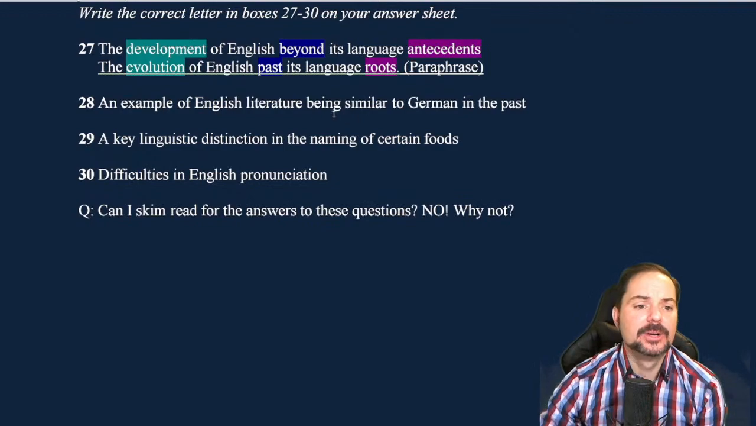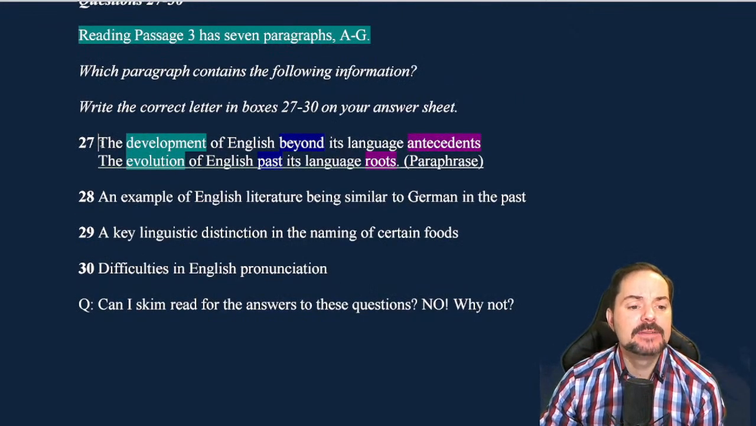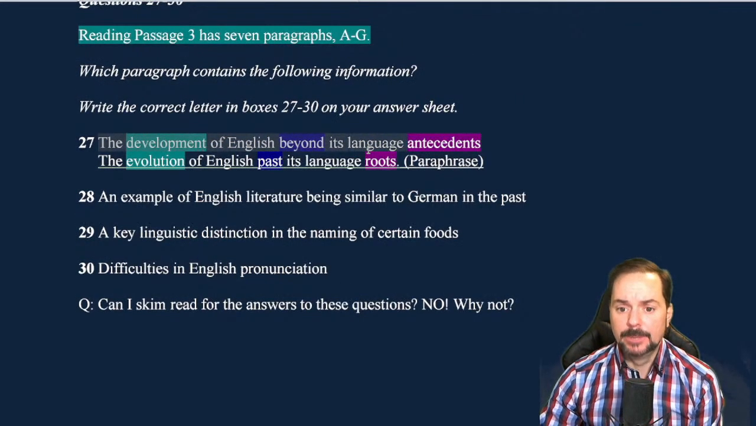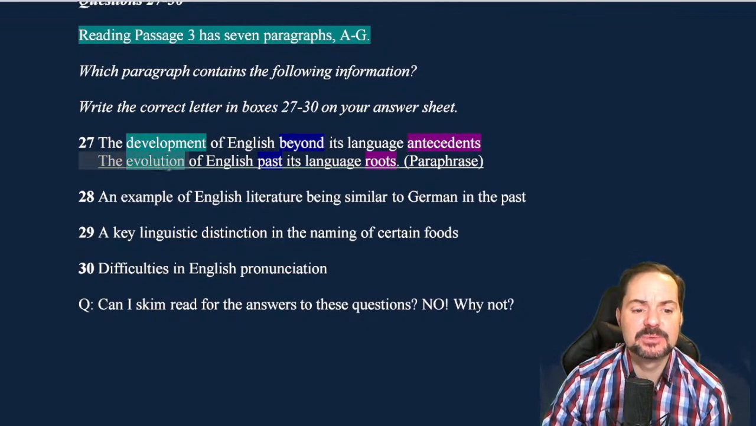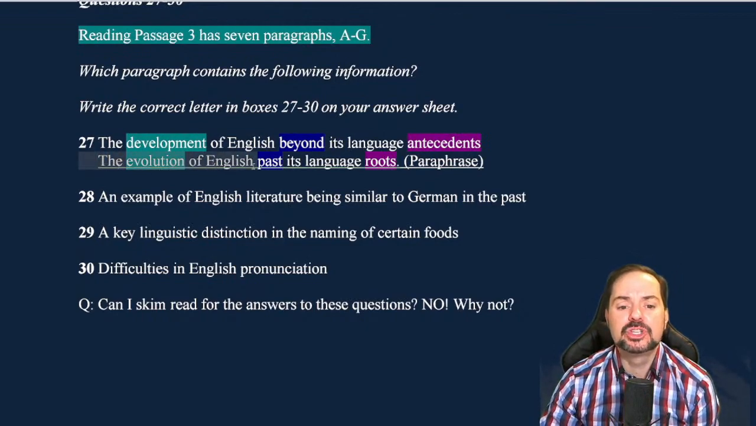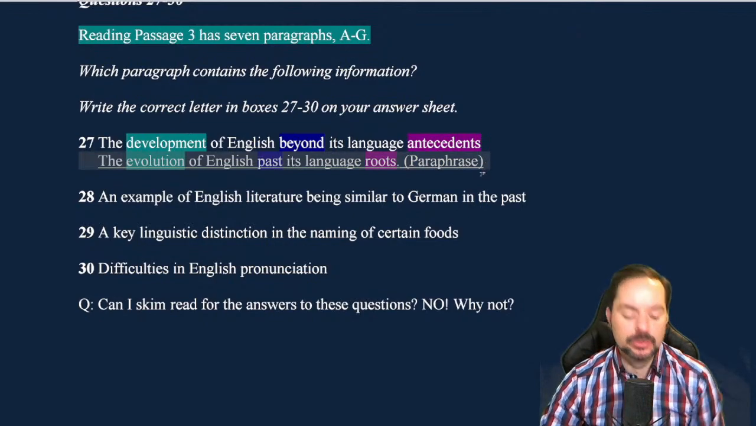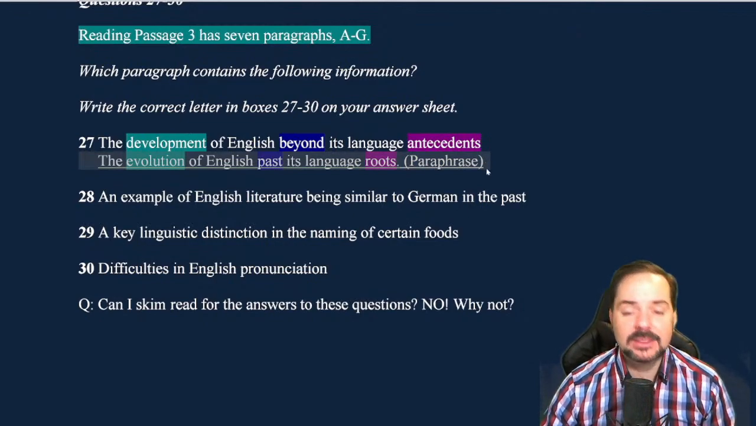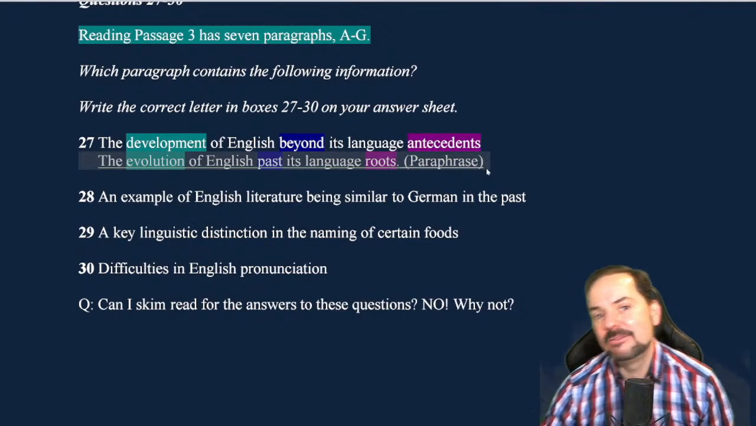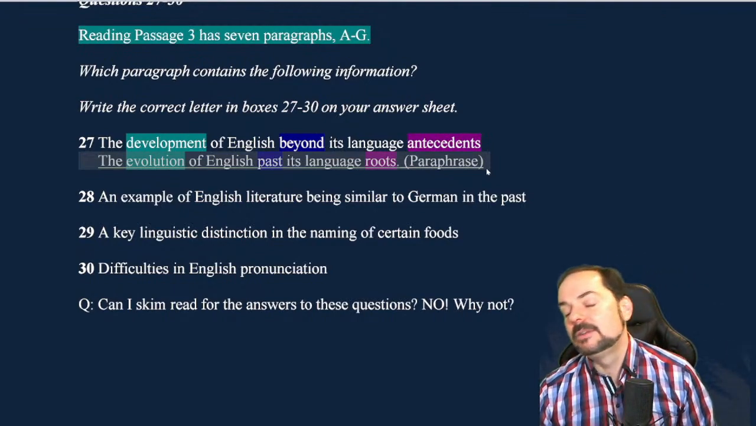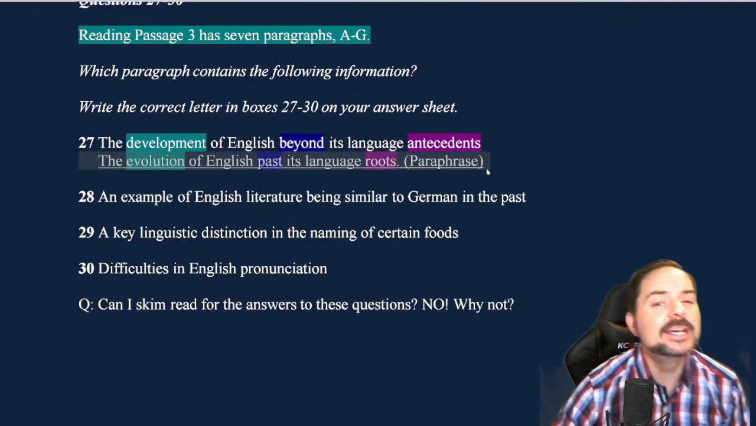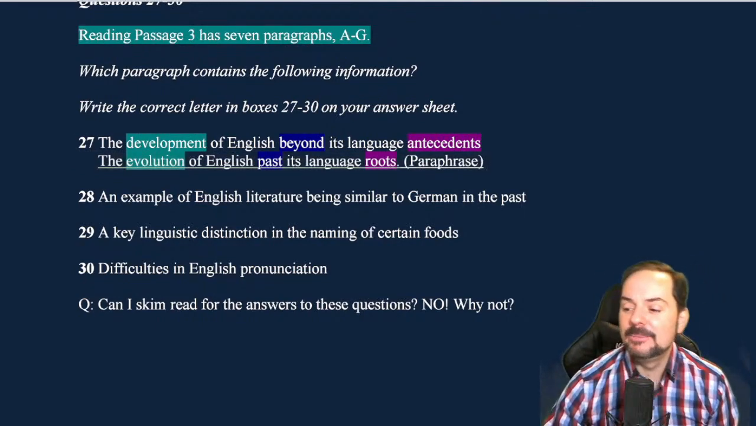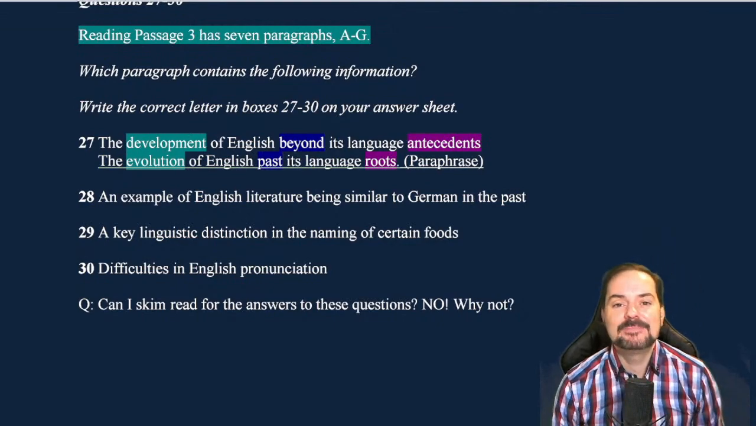Let's do this together. So number 27, the development of English beyond its language antecedents. And I think this paraphrase was really helpful here, the evolution of English past its language roots. Now, you should be able to get this because we did this, what is this paragraph about, answering the question. And even if I don't remember exactly which paragraph, I have a pretty good idea of where it came from. What do you think?